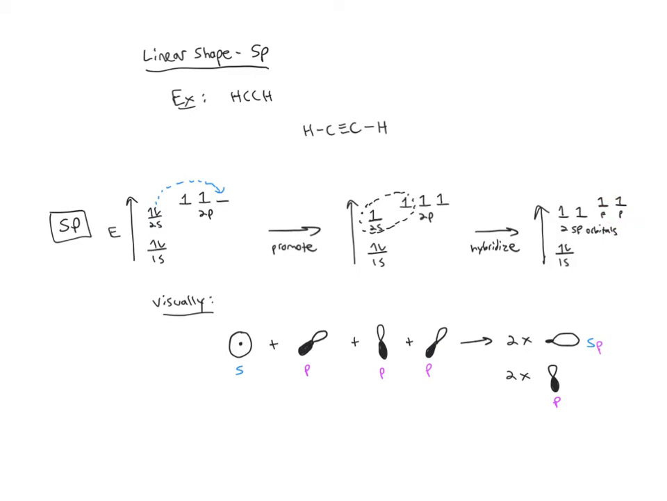So if we look at this visually, we see that we have the one s and it combines with one p. That will give us those two sp orbitals. And then there's going to be two of the actual p orbitals that are left over.